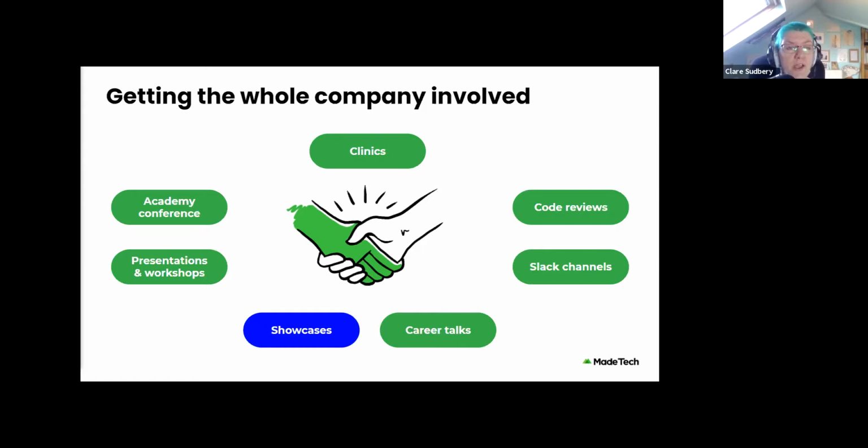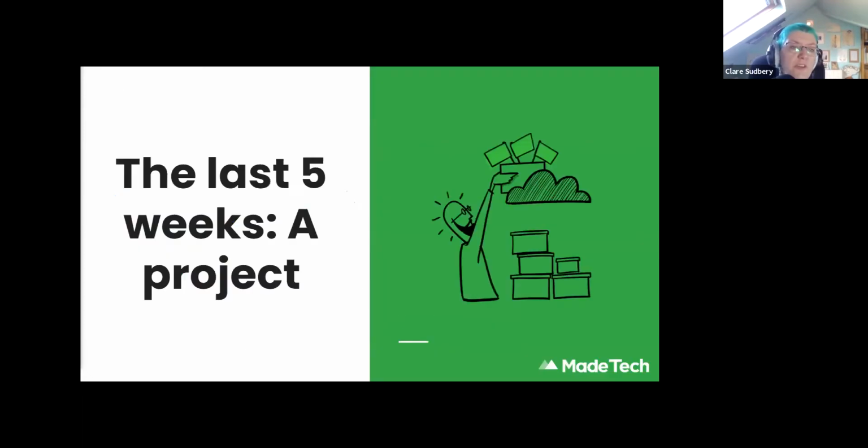And we encourage our engineers to do showcases to the rest of the company, and also our engineers attend showcases that are presented by other people from the company. And we also get other people involved in the company in doing presentations and delivering workshops to our academy engineers. And we have a one-day academy conference that we ask everybody in the company to get involved with. We also get people outside of MadeTech involved in the academy conference as well. So people from other boot camps come along, people from our clients come along, and it's a chance for our academy engineers to get to know other people and to showcase what they've been doing.